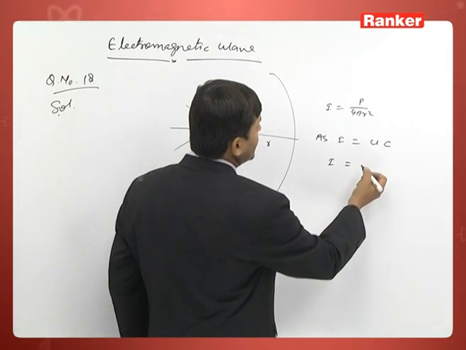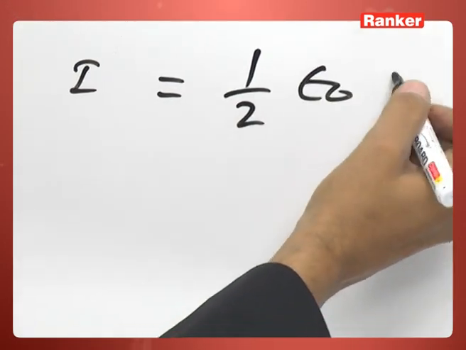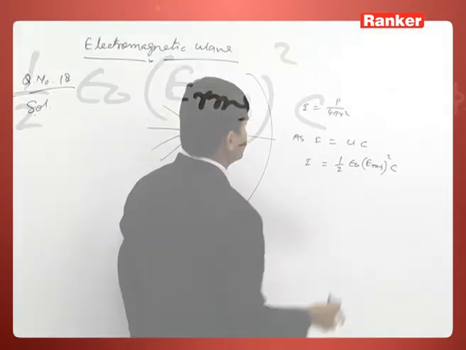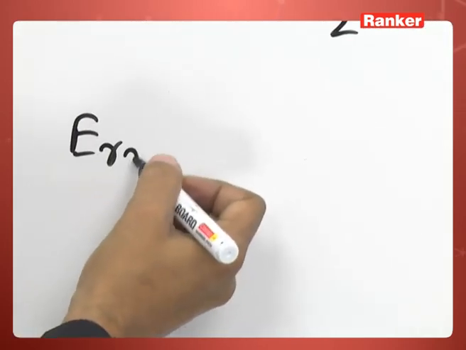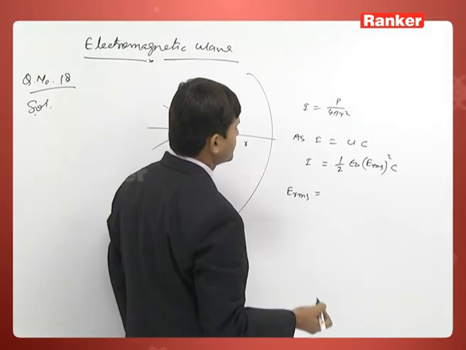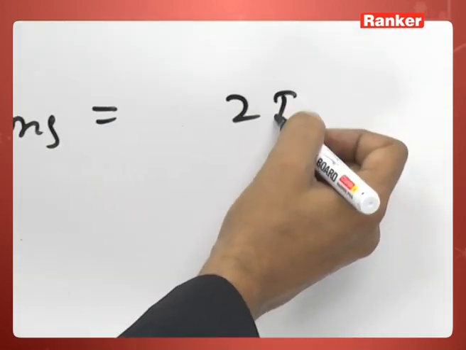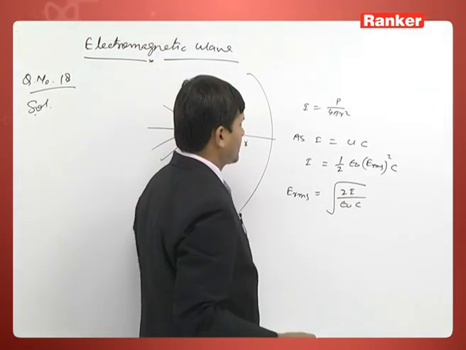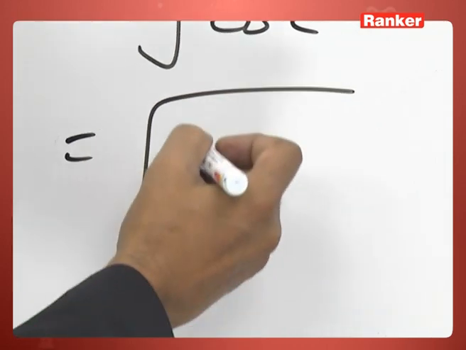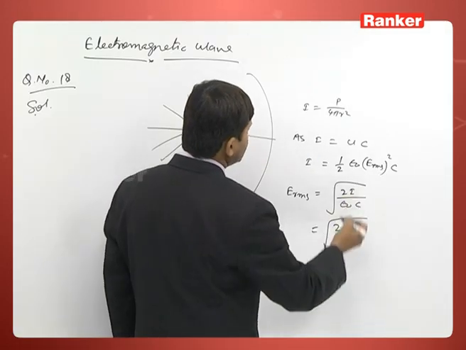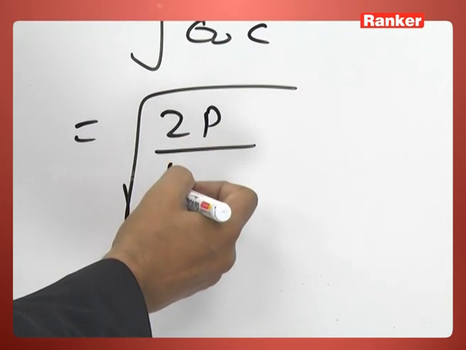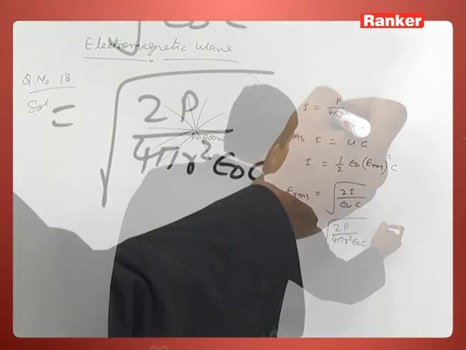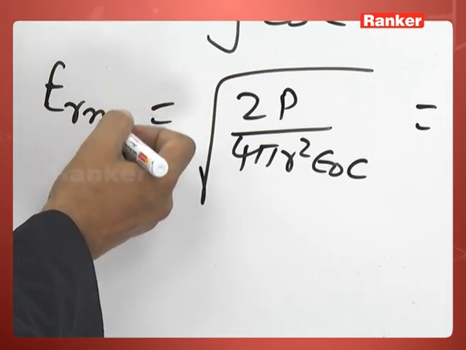Energy density is written as 1 by 2 epsilon naught E RMS square into C. So we want the E RMS value. The E RMS is equal to root over 2I by epsilon naught into C. Now this is further written as root over 2 into intensity, power by 4 pi r square, epsilon naught into C. Substitute the values, we can get the E RMS.